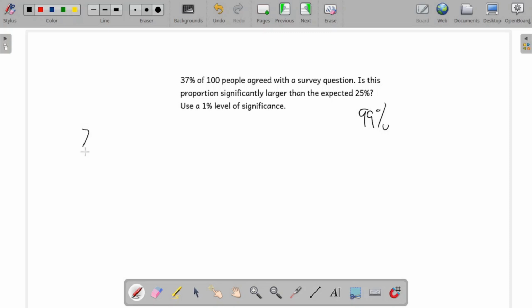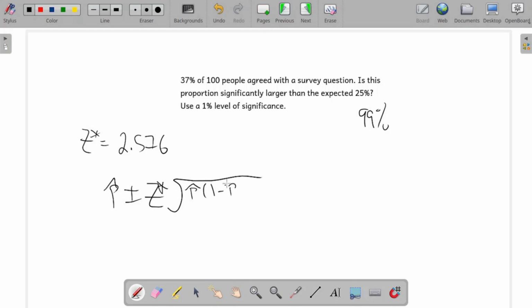The formula we're going to use is Z-based for the critical number, and at 99%, that value is 2.576. Our formula will be p hat plus and minus our Z critical number, and our standard error now is the square root of p hat times 1 minus p hat over n.